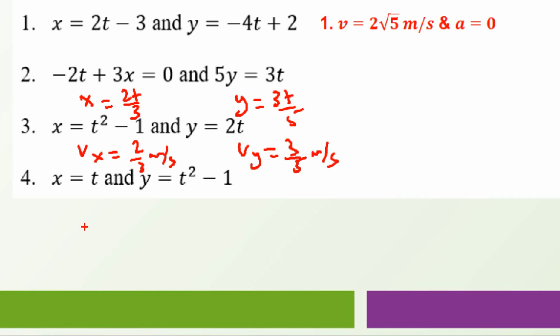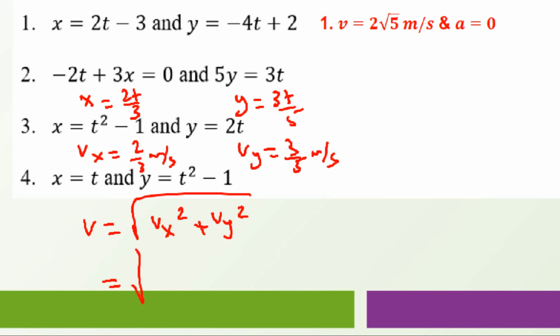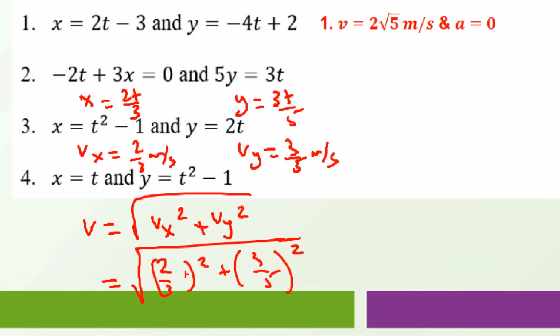And if you try to do the velocity as the radical of Vx squared plus Vy squared, which is the radical of (2 over 3) squared plus (3 over 5) squared, you can do the calculation and compare. You're going to get an answer, and its unit is going to be meter per second.